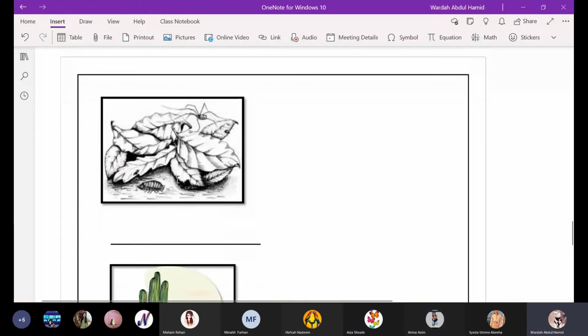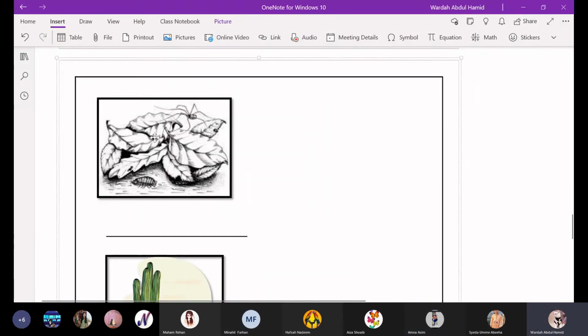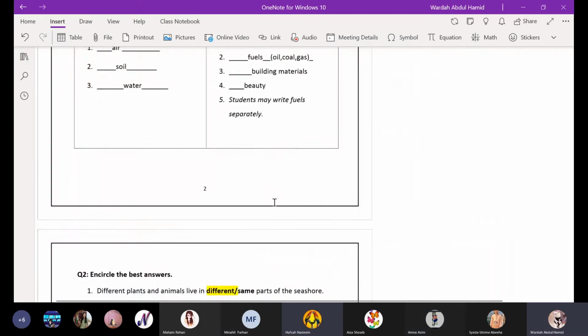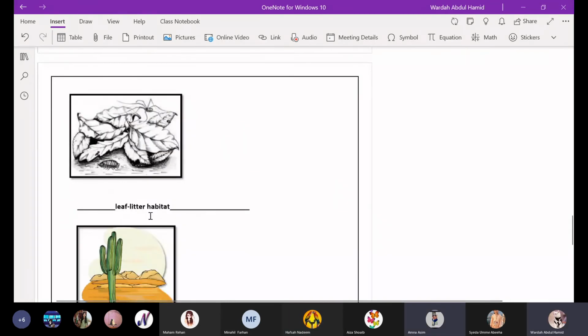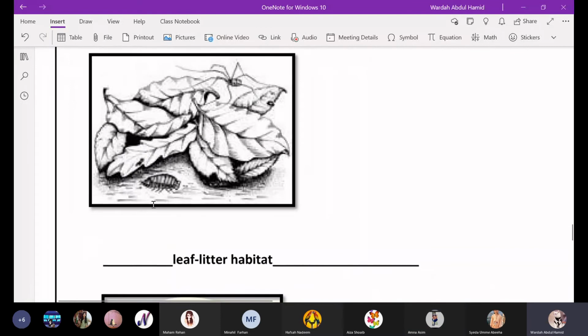Okay, what about this picture? These bugs are living under the leaves. What kind of habitat is it? It is a habitat. So what kind of habitat is it? What would you say? This habitat has a name, which is leaf litter habitat. These insects are hiding under the leaves because they are sensitive to the light.